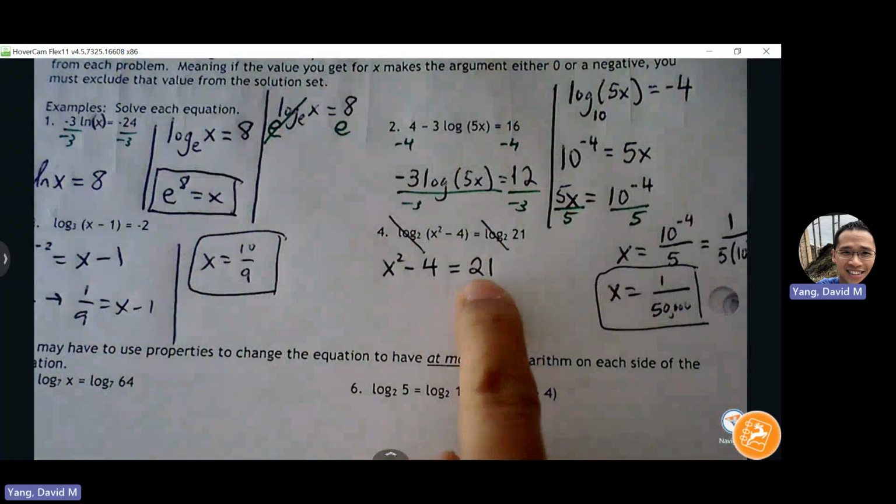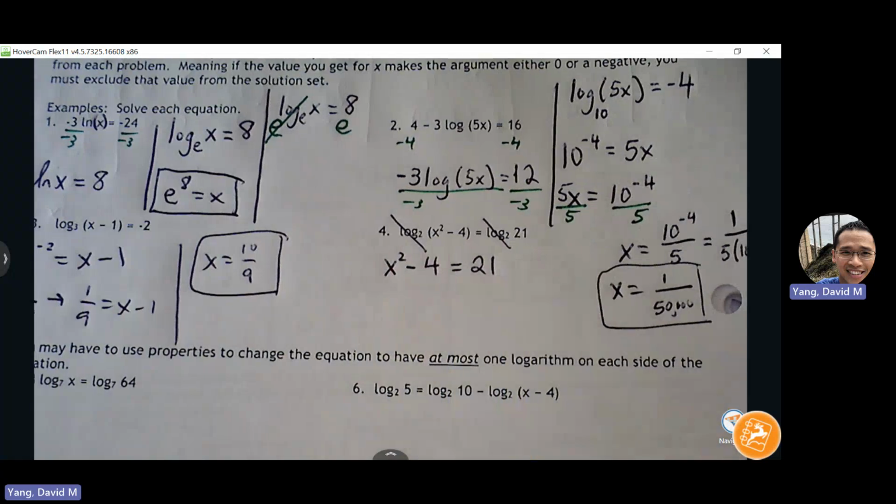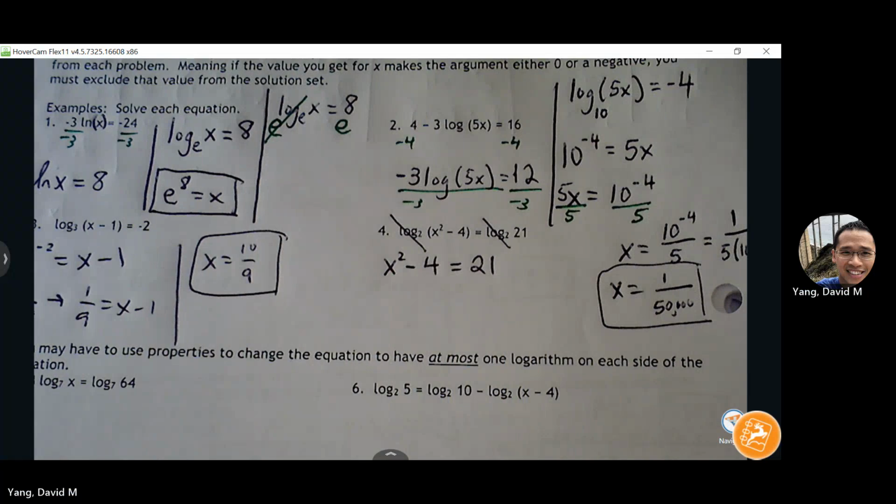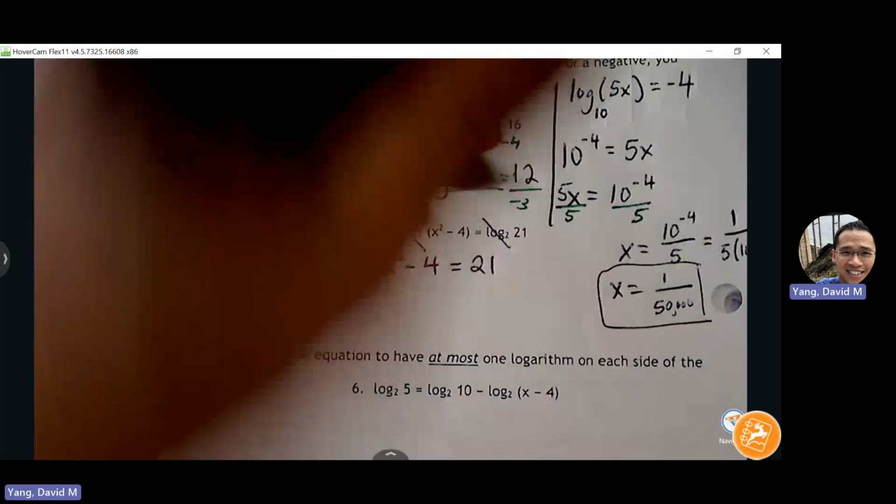I would if I saw a 0 on this side. Okay. I think it's easier if we just combine like terms and then see where that leads. So the 4 and 21 can combine to be what? 25.